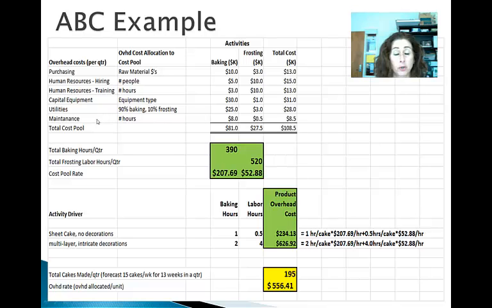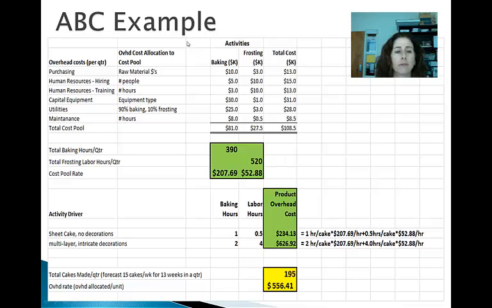Lastly, in our indirect costs here, we have maintenance. We've done some analysis there and said that the number of hours that the technicians spend on maintenance is how we're going to allocate it. They spend many more hours in baking, maintaining the baking equipment, than they do the frosting equipment. So therefore, a higher allocation goes to baking.